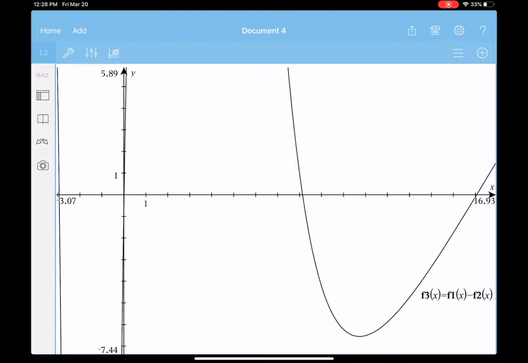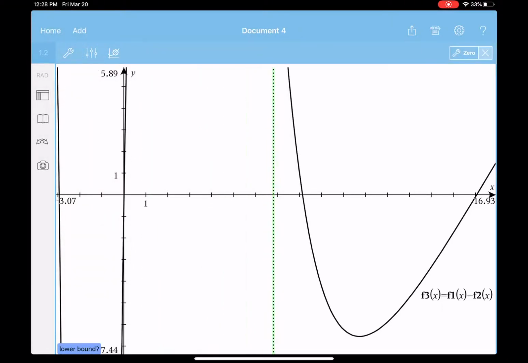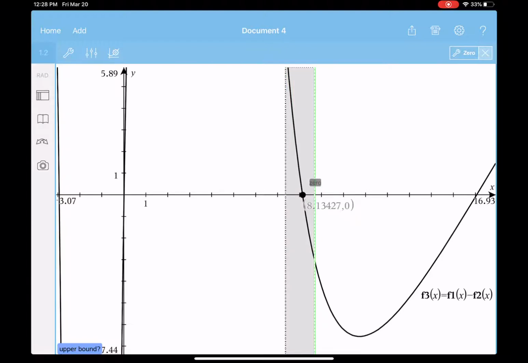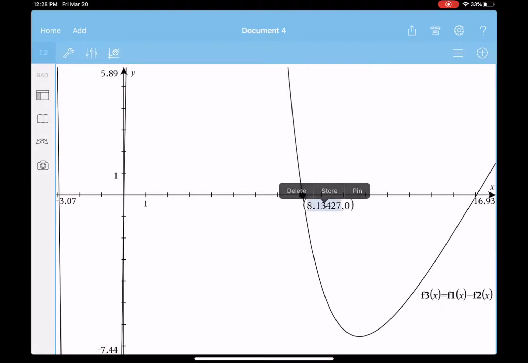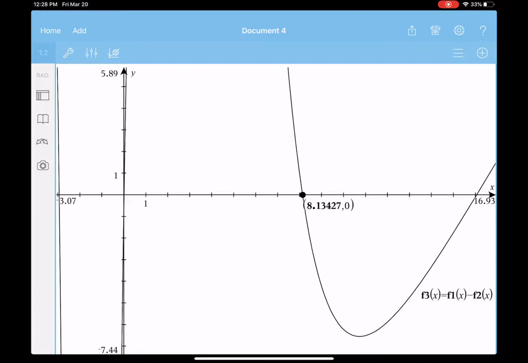Let's find its value. So I hit the wrench, analyze graph. I'm going to choose a zero, and let's move this green line closer to it. The other one is already in the correct spot. And we've got a value here at 8.13. And remember, just like we did before, I need to actually select it. I'm going to select this and then tap it one more time, and let's actually store that in as an A. Hit enter. Okay, so it overwrote the previous A that we did in the last problem, and that's totally fine. So I want to make note that we have ourselves a critical number here.